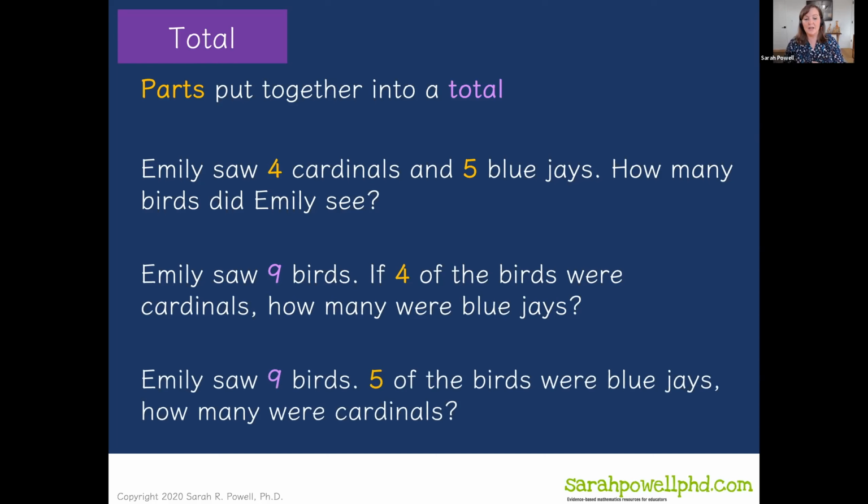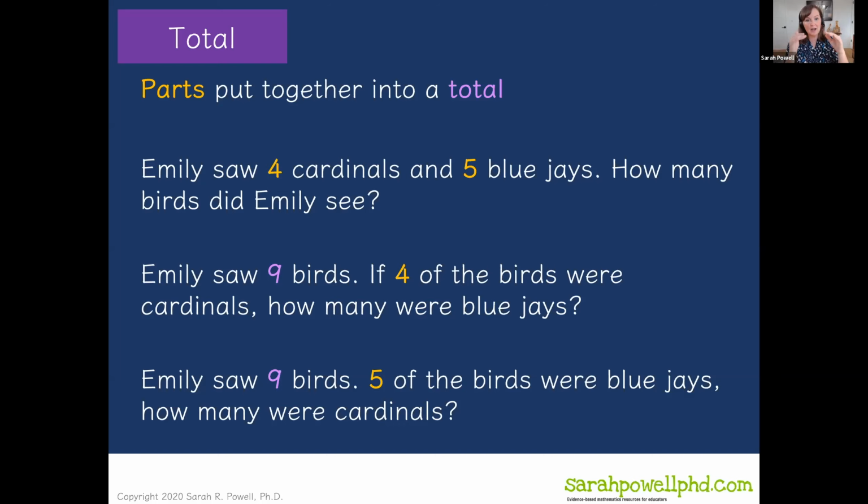Now, these are 2 variations of total problems. Emily saw 9 birds. If 4 of those birds were cardinals, how many were blue jays? Or Emily saw 9 birds. If 5 were blue jays, how many were cardinals? So what we see in all 3 of these different word problems is there's 3 common components. There's a part, there's another part, and there's a total. In the first story, we ask students to figure out the total. In the second and third stories, we ask students to figure out the parts.